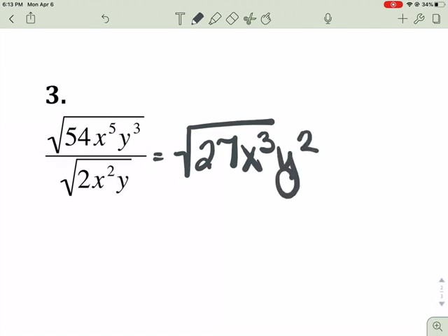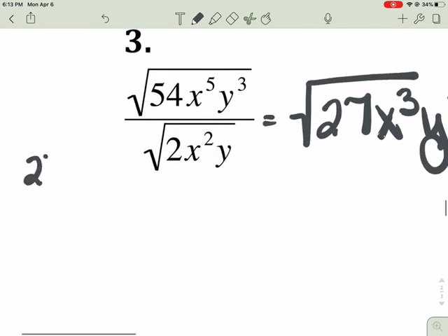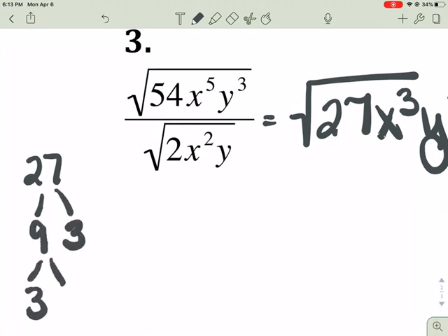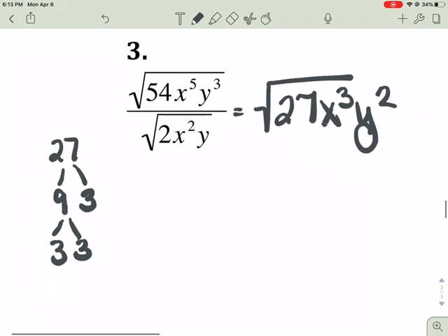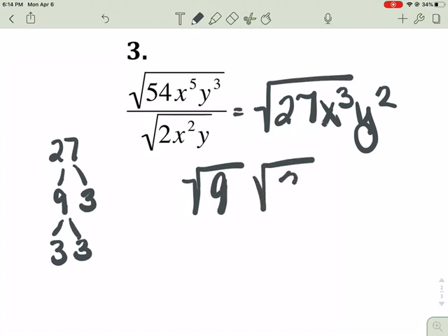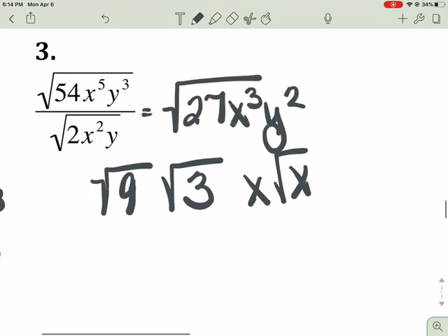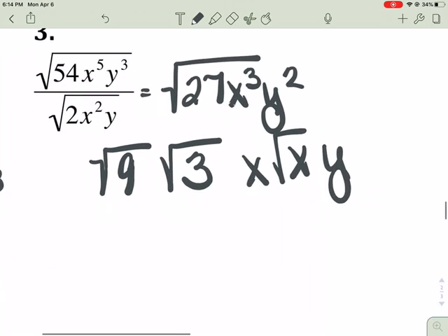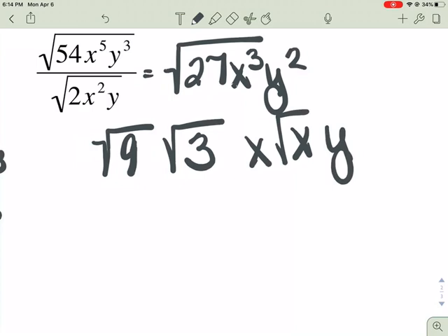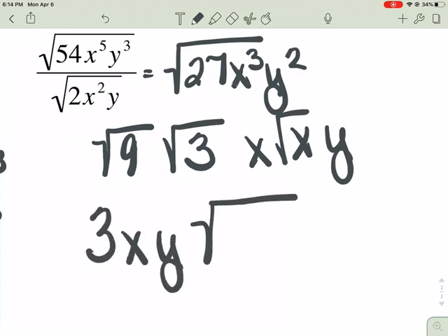Okay, now we got to simplify 27. Okay, so on the side. Now after a while, you'll know certain roots off the top of your head because they show up a lot. So 27, we get the square root of 9, square root of 3. Do your variables, we get x, square root of x, and y, because square root of y squared is y. Okay, so we get 3xy, square root of 3x.